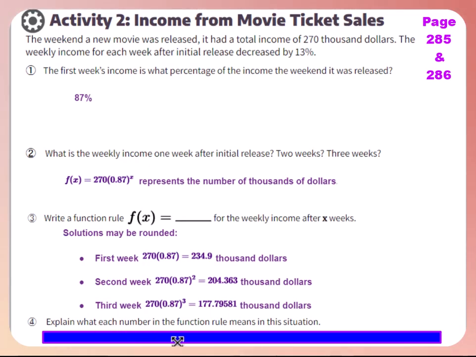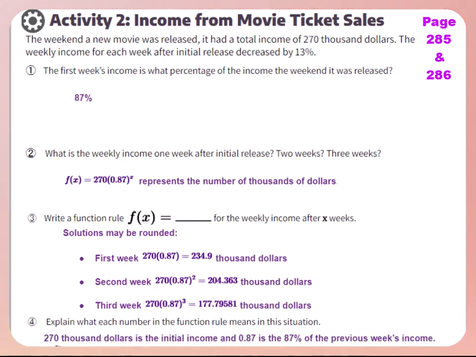All right, what does each number in the function rule mean? $270,000 is the initial income. 87%, I'm reading it as percent, you can read it as 87 hundredths, is the amount that's left from the previous week.